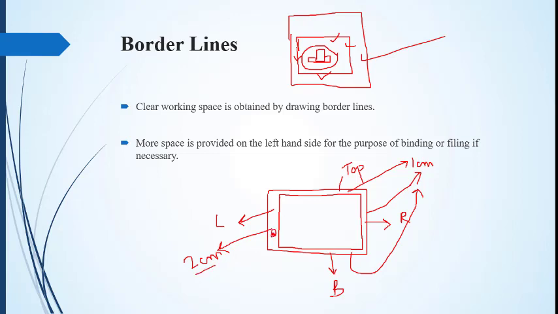For example, here you can bind it, and here, and after binding you can easily turn over it. Page 1, page 2, page 3, it can easily be bound, and you can easily see or check the drawings. So for this purpose, the 2 centimeter space on the left is provided.